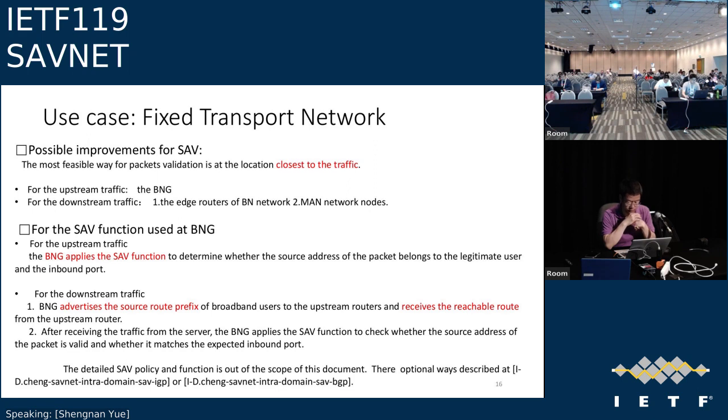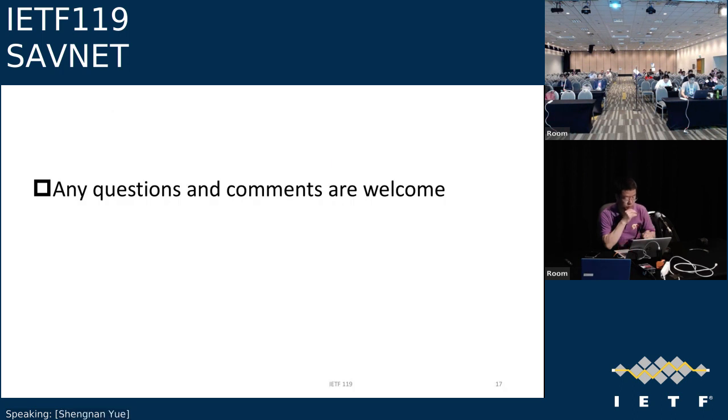Actually, in this use case, we can apply the Savnet policy using the path connectivity method via IGP or BGP according to the user route distribution protocol. At BNG, we can use the Savnet method at BNG or the aggregation router of the metro area network and the edge routers of the metro area network in the same AS. And next slide. So any questions and comments are welcome.